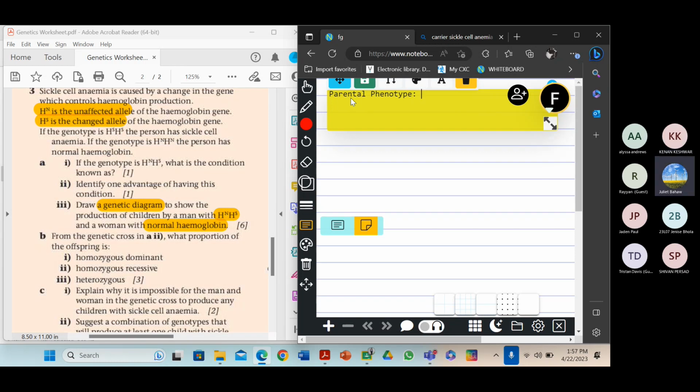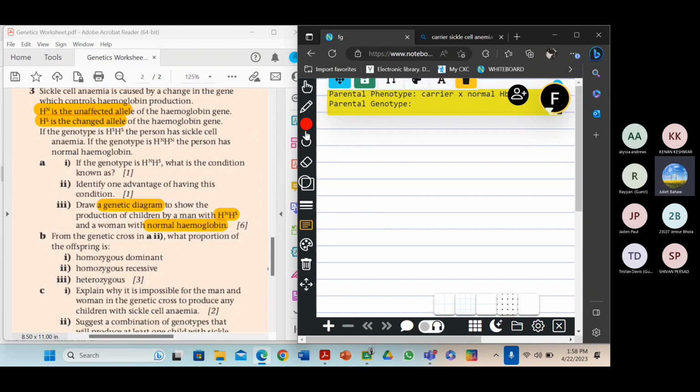Right, normal female, right? So now if it's something for 6 marks, you have to put out your lines, parental phenotype. So the man, he's NS, so therefore he is a carrier. The woman now, she's normal hemoglobin. And then you put your next line, parental genotype. So you fill in the genotype with the symbols here.